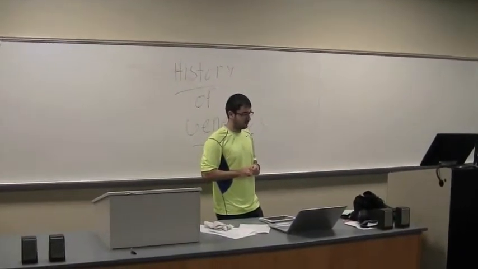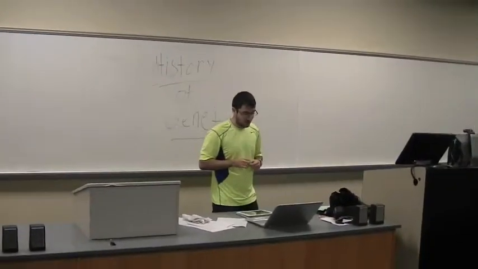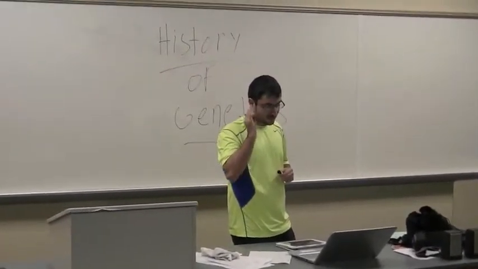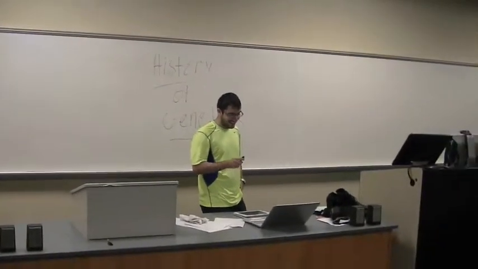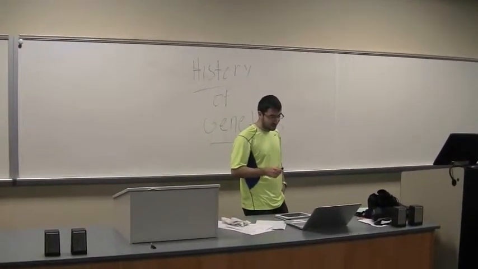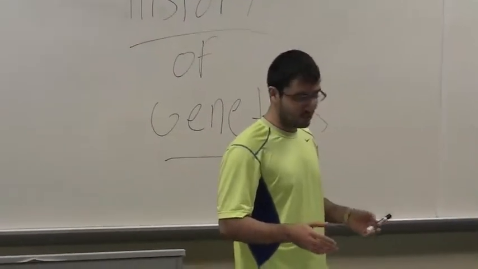Anybody know the second law? It's not as common as the first law. That is fine, we're going to learn it. The second law is the law of independent assortment. It states that the pair of alleles for a given gene segregates into gametes independently of the pair of alleles for any other gene. Now, let's move on from the history to mutation.